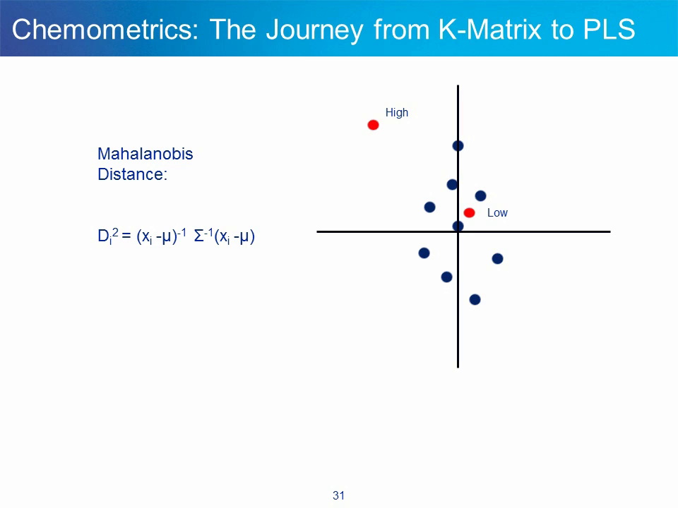The Mahalanobis distance is expressed in the equation where sigma is the variance-covariance matrix, which describes the dispersion of the data, and mu is the data centroid. We show this graphically on the right with an example of a high Mahalanobis distance and a low Mahalanobis distance.